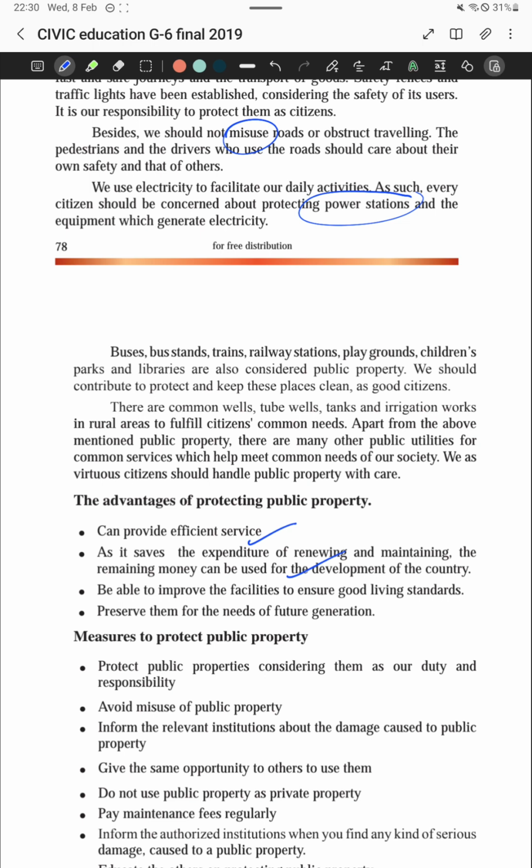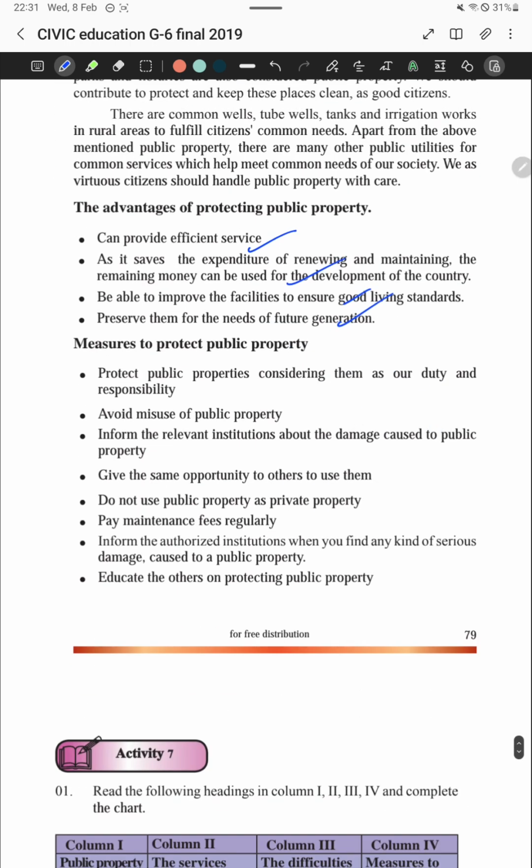And having the improvement in the facilities that you are having as the public property, and preserve them for the needs of future generations. Protect everything for the future. I told you many times of that one, right? But measures to protect public property. What are the things that you can take to protect the public property?